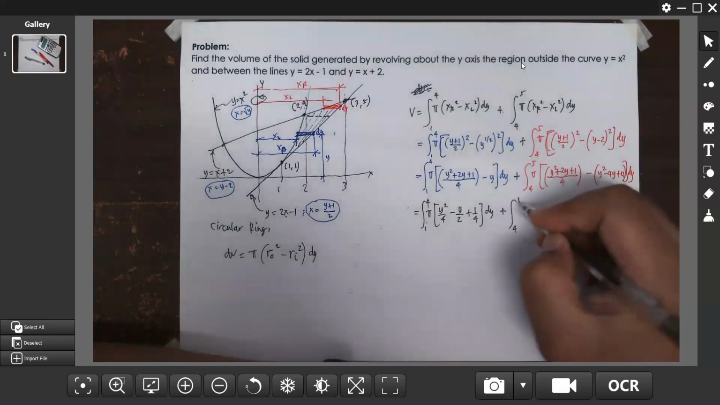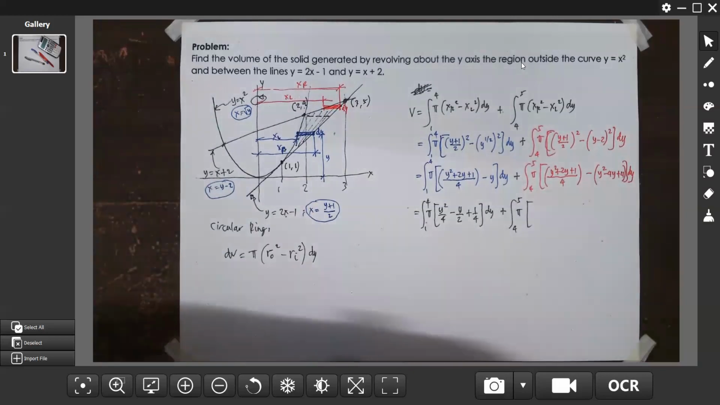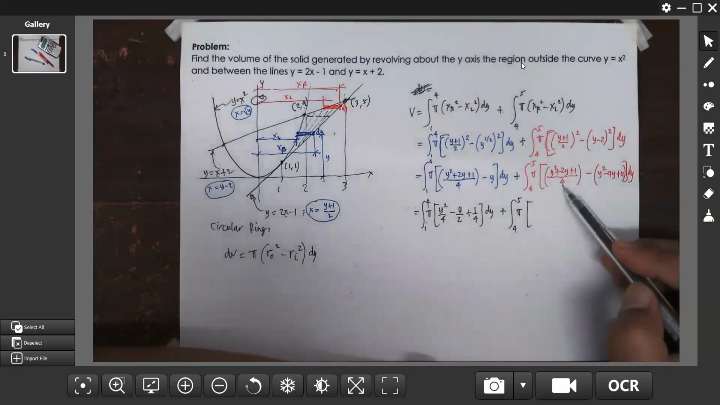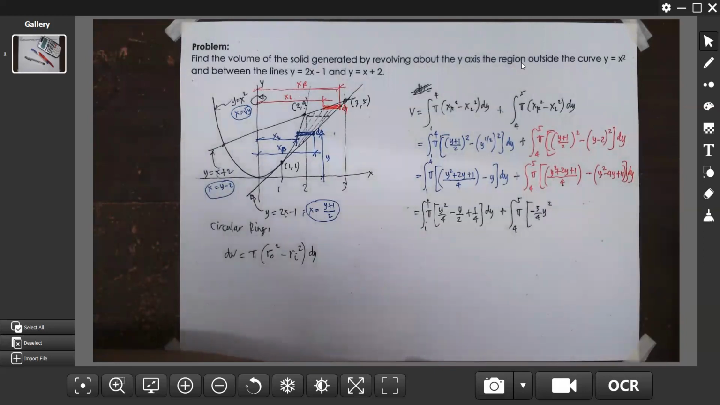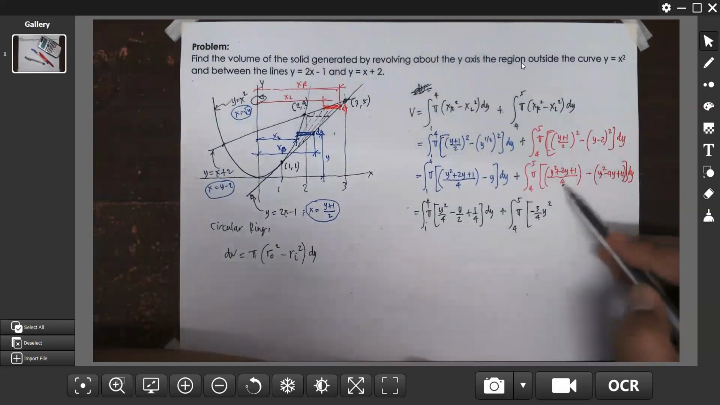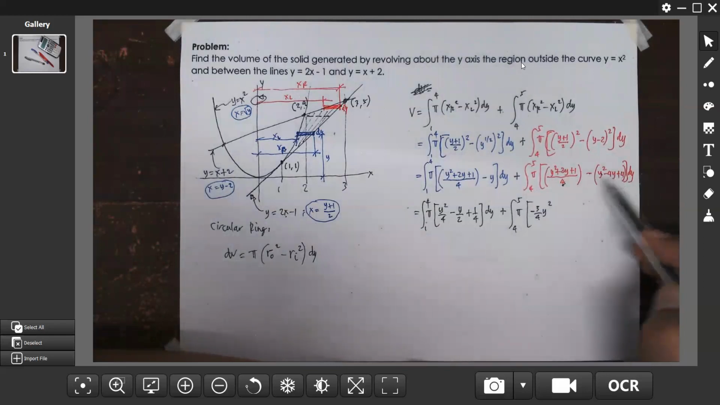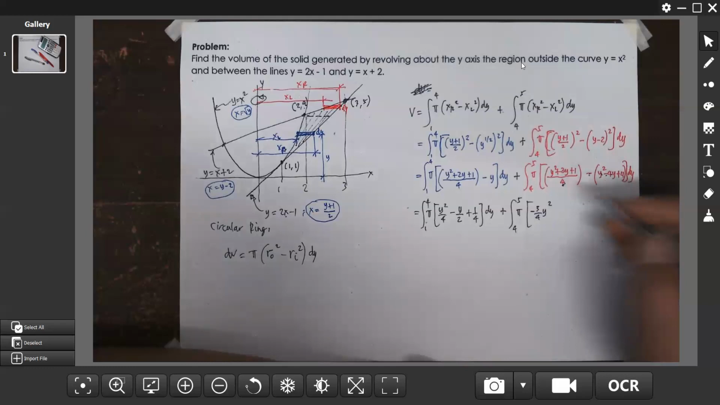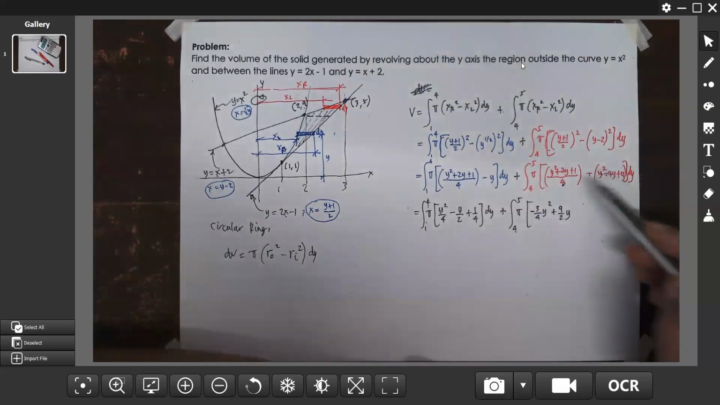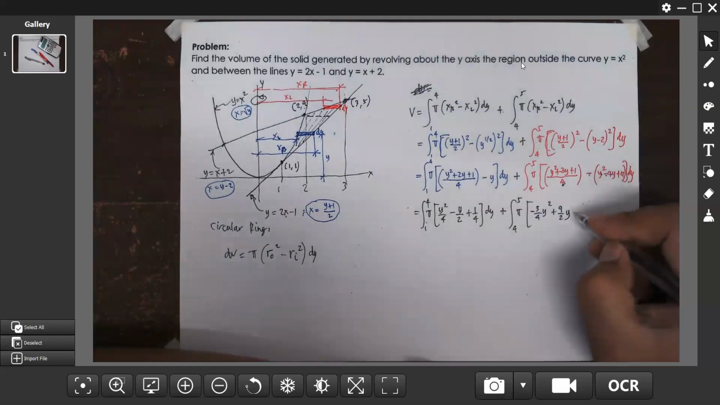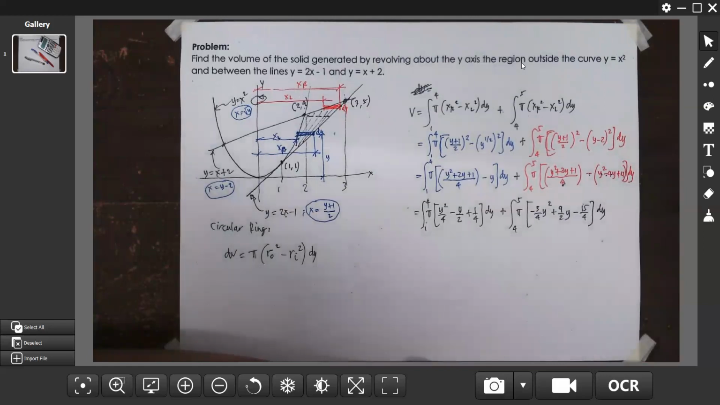Plus integral from 4 to 5. Okay, let's combine. Y squared over 4 minus y squared, that's negative 3/4. 1/4 minus 1. 2y over 4, that's 1/2 of y. Negative 4 minus negative 4, that's positive 4y, plus 1/2 y, that's 9/2. And then 1/4 minus 4, that's negative 15 over 4.